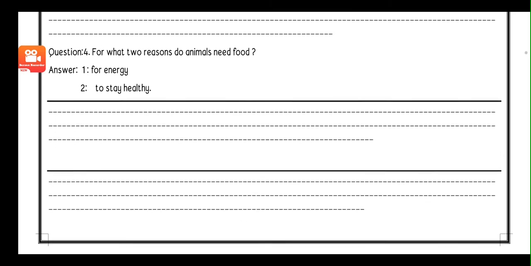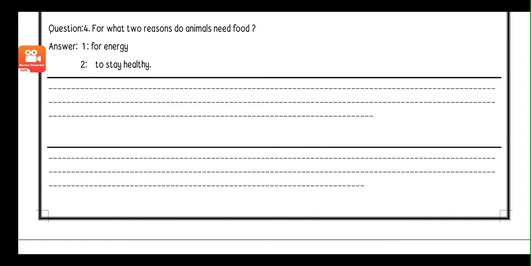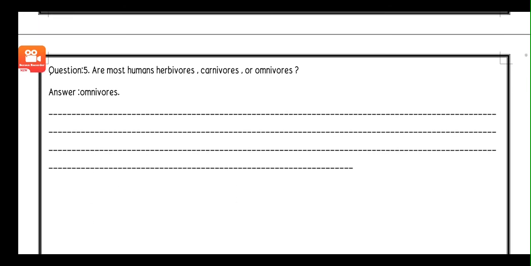So next question number 4 is, for what two reasons do animals need food? Kin do wajuhat ki wajah se janvaron ko khuraak ki zarurat hoti hai? So the answer is, number 1, for energy, and number 2, to stay healthy. Janvaron ko khuraak kyun zaruri hoti hai? Ek to energy hasil karne ke liye, dusra unhe sehatmand rehne ke liye bhi khuraak ki zarurat hoti hai.